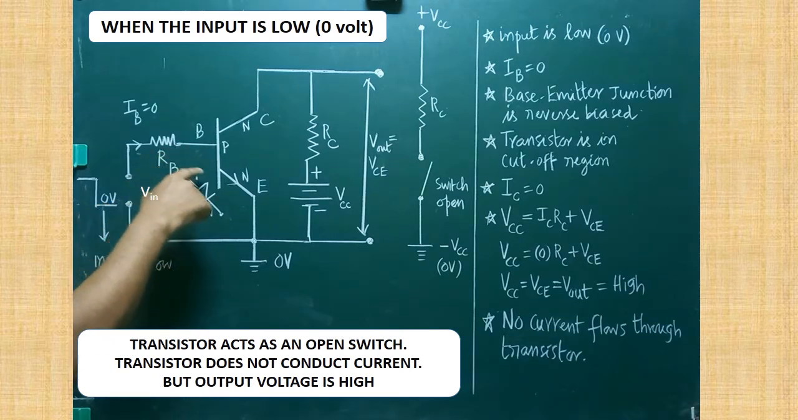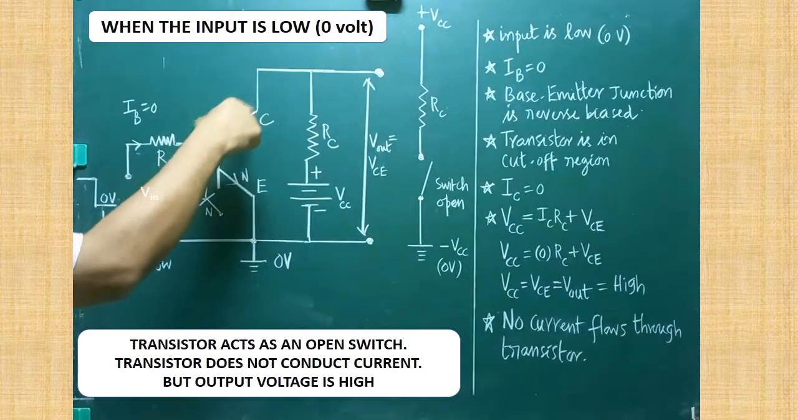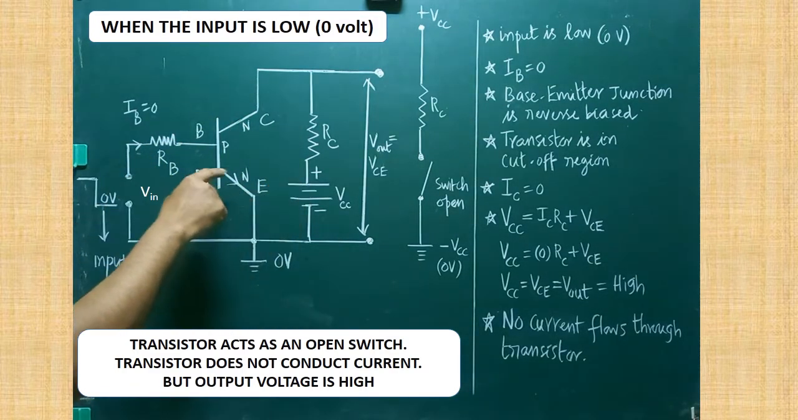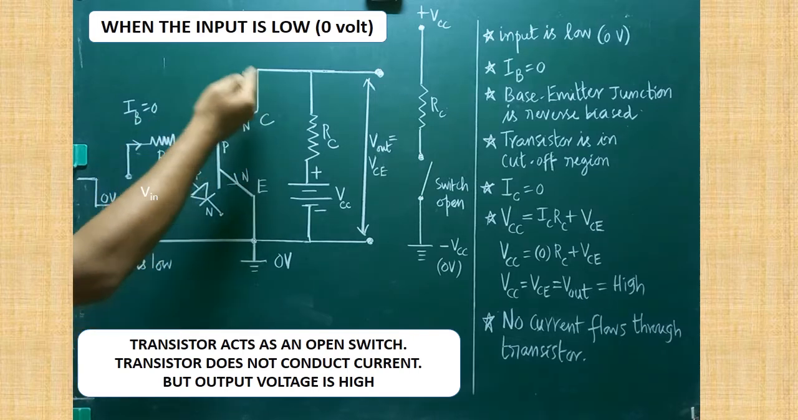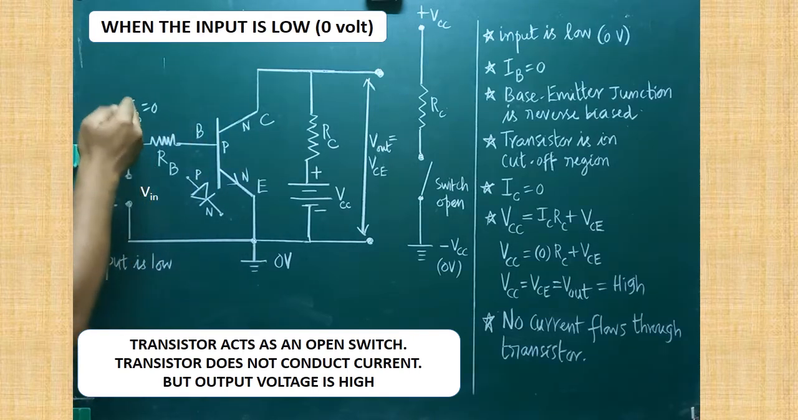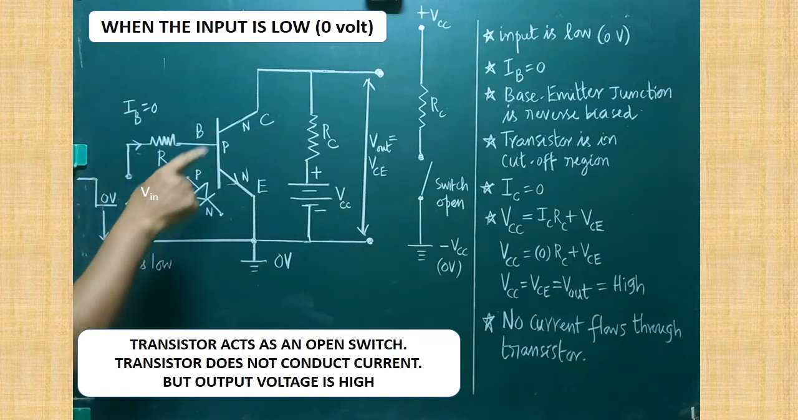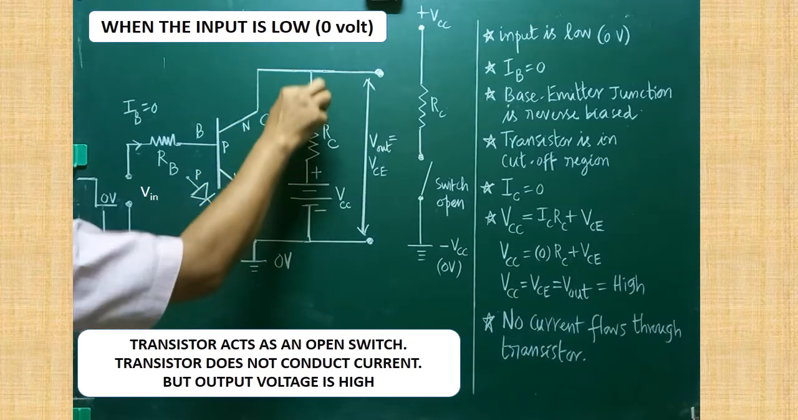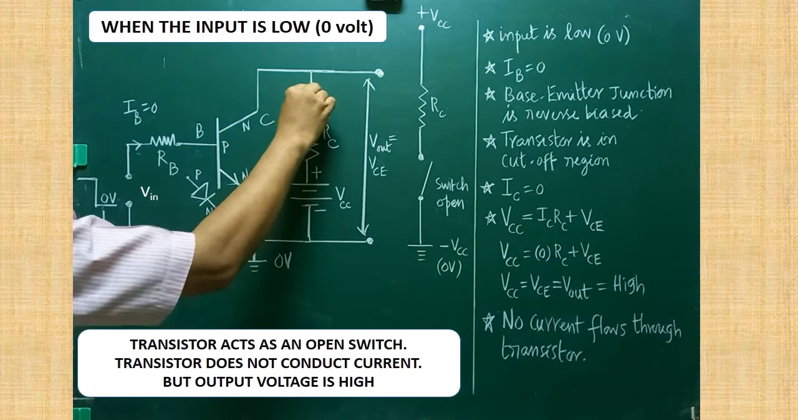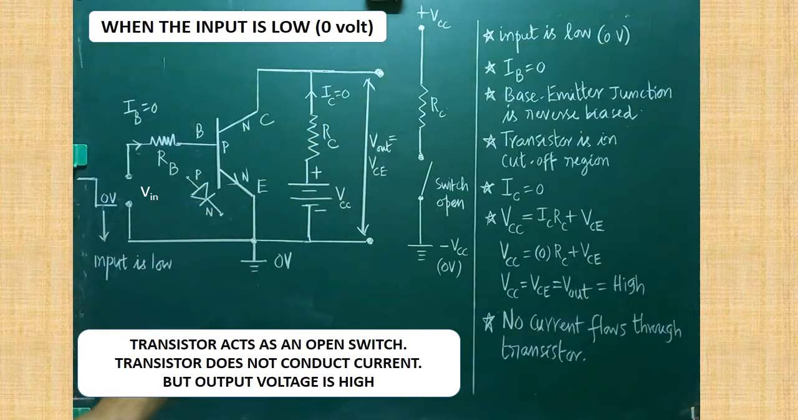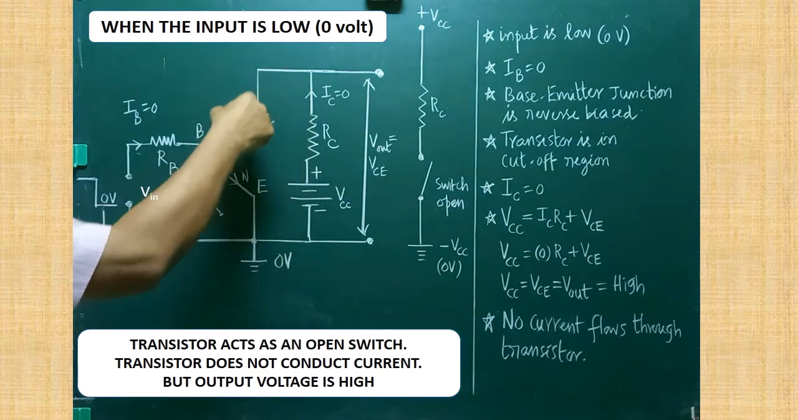So what will happen now? Because the base current is not flowing, there won't be any flow of collector current from this power supply. When base current increases, collector current also increases. When base current decreases, collector current also decreases. Since the base current is 0, the collector current also will be 0. There is no flow of collector current. So IC should be written as 0. There is no flow of IC through RC.